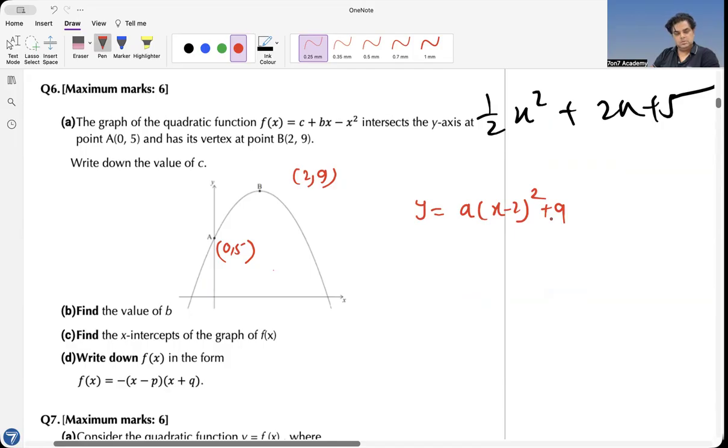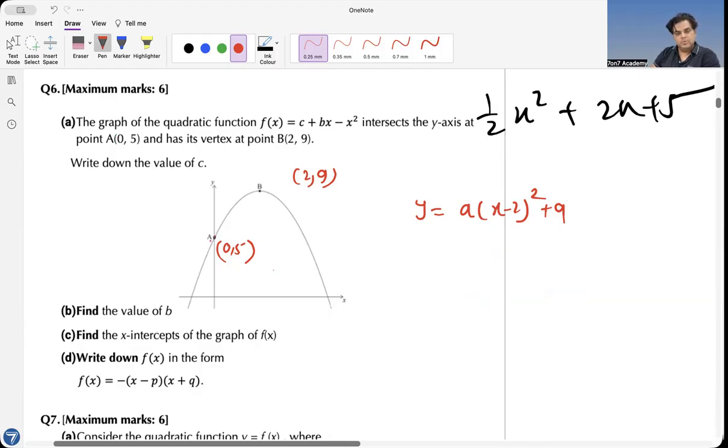Using the y-intercept, 5 equals a(0 minus 2) whole square plus 9. So 5 equals 4a plus 9, that is 13a, so a is equal to 5 by 13. No, wait. You plug in any point, that's wrong. Wait.